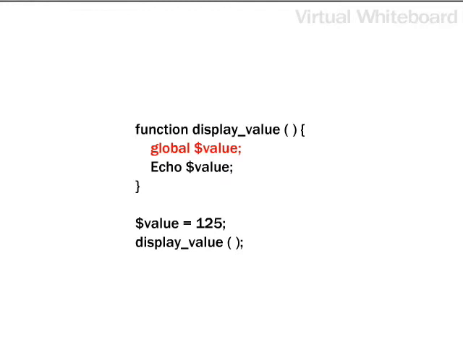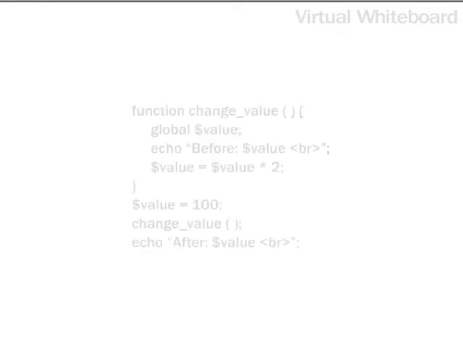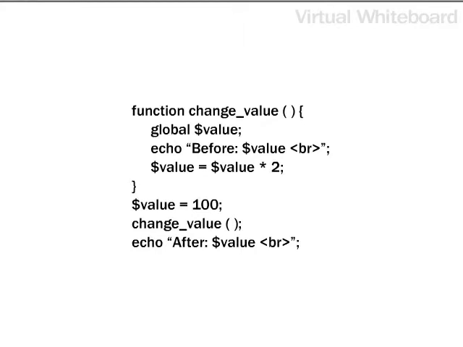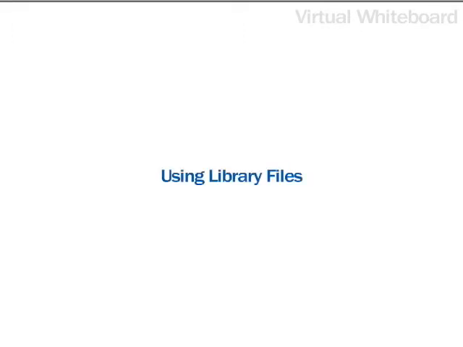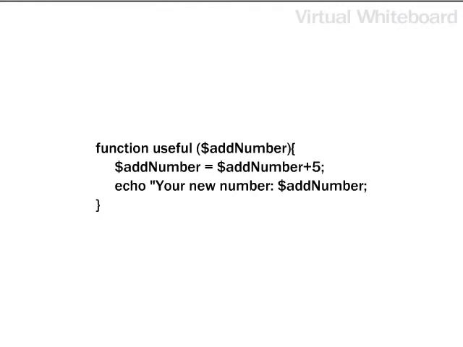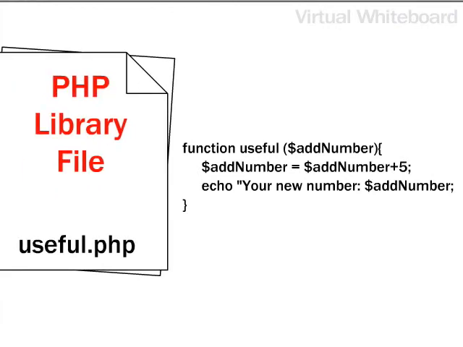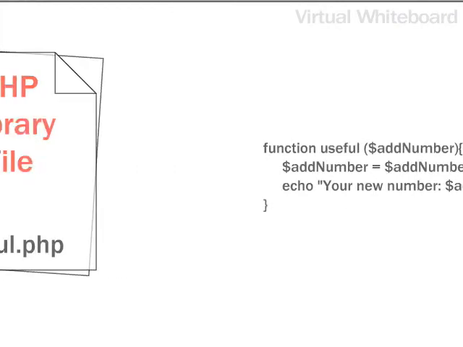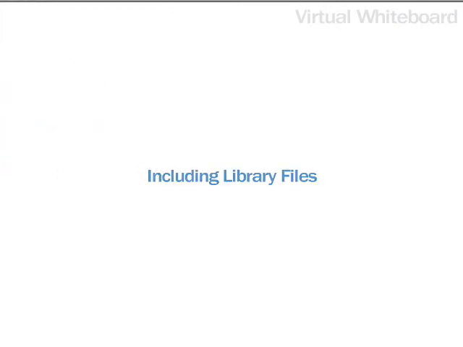When you do this, you can override the scope of that variable so that it can be read and altered within the function. Here is an example. In this code, the value variable can now be accessed inside the function, so the output looks like this. Using library files. Once you have created a function that does something useful, you will most likely want to use it again in other scripts. Instead of copying the function definition into each script, you can use a library file that can store and maintain your function in one place.